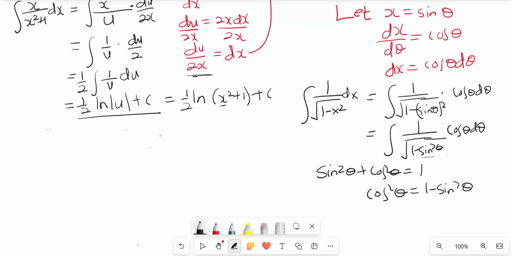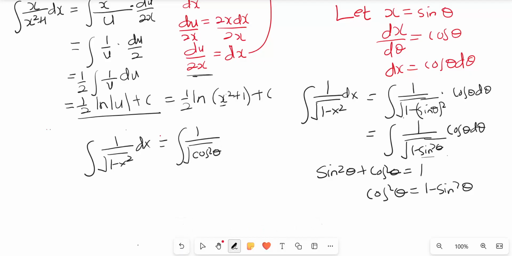So our integral becomes the integral of 1 all over the square root of 1 minus x squared dx, which can be evaluated as the integral of 1 all over the square root of 1 minus sine squared theta. 1 minus sine squared theta is cosine squared theta, times cosine theta d theta, and that evaluates to the integral of 1 all over the square root of cosine squared theta. The square cancels the square root, and that becomes only cosine theta, and we have cosine theta d theta.